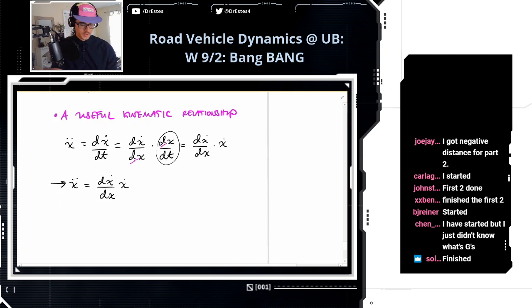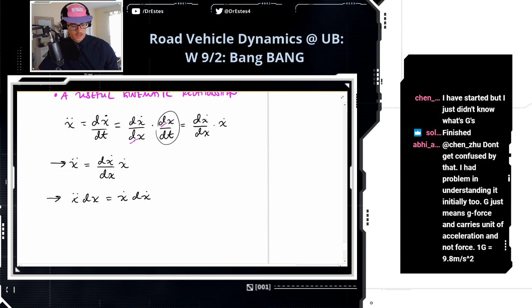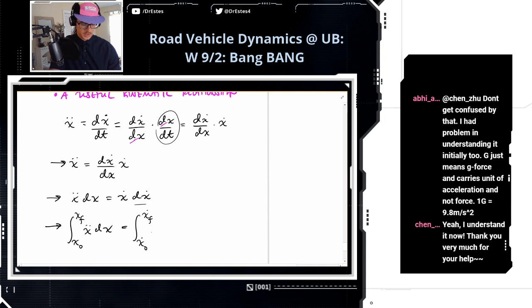And so what can we do with this? Let's rearrange things a little bit. We have the acceleration times dx is the velocity times dx dot. So that's the same equation, just rearranged. And then we can integrate this. So the left-hand side, we integrate with respect to position. We can go from some initial position x naught to some final position xf, and it's x double dot dx. And then the right-hand side, you integrate with respect to velocity because it's dx dot. So you have some initial speed, final speed, x dot, dx dot.